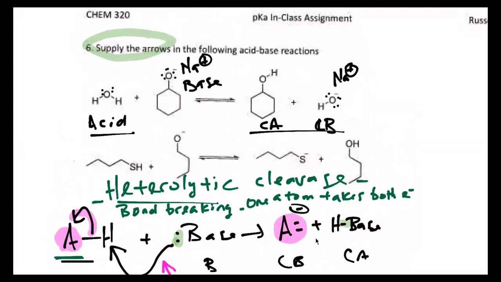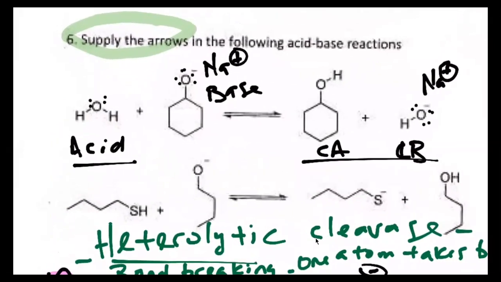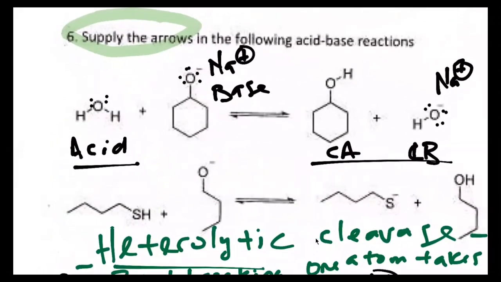All right, so let's go back to here where it says supply the arrows. What are you going to do now? We know what the base is. The base is always going to be the supplier of electrons, or the source of electrons, and the acid is going to be the source of H plus. So what arrow would you draw? How would you show the base interacting with the acid?